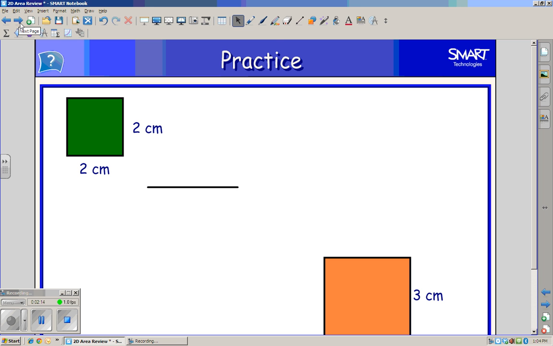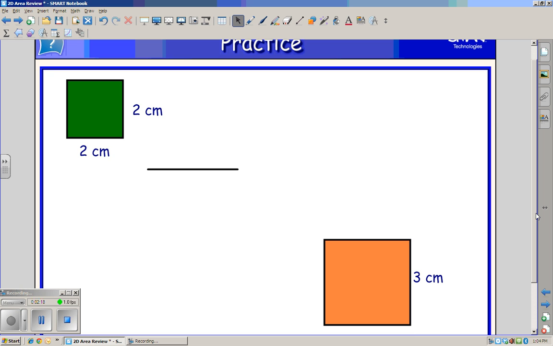So just as a quick practice, say my first shape is a square, and it's 2 by 2, and my second shape on the bottom, let's make it 3 centimeters by 4 centimeters. So please pause it now and find the area of these two quadrilaterals.